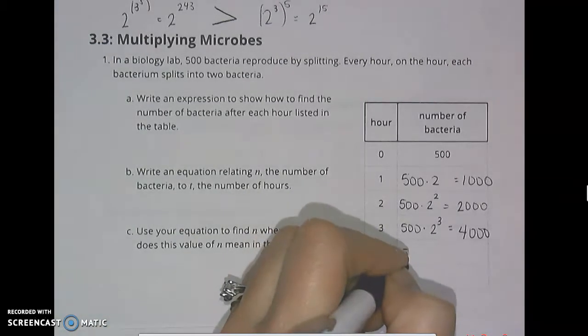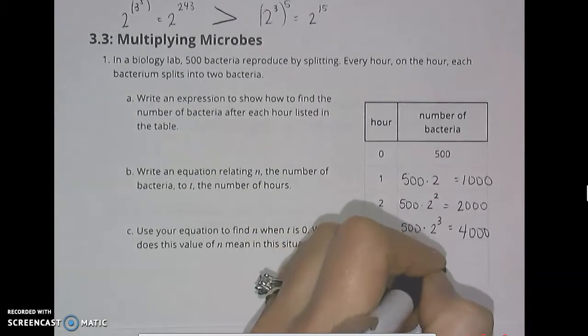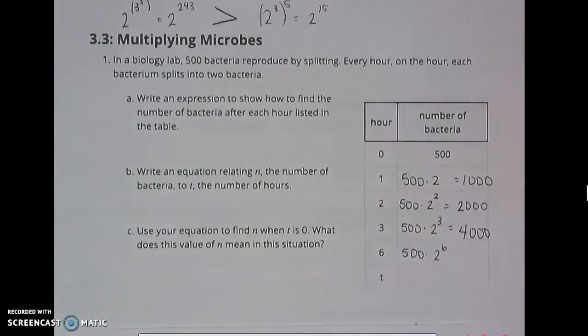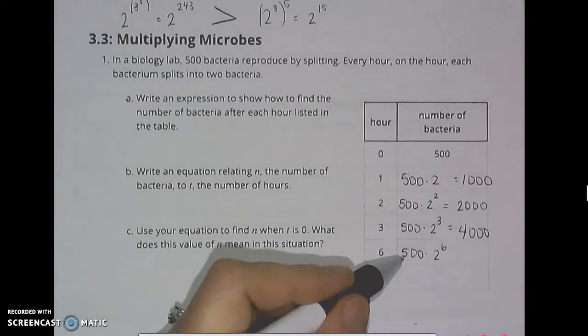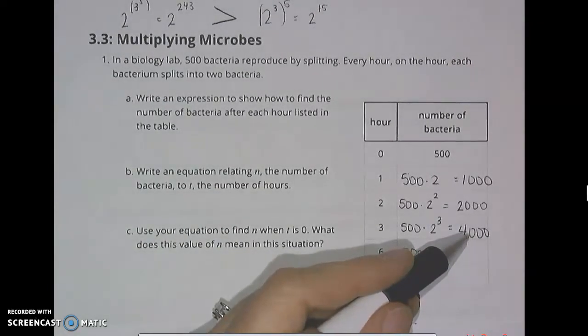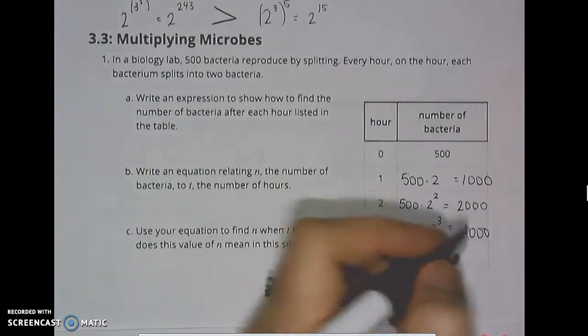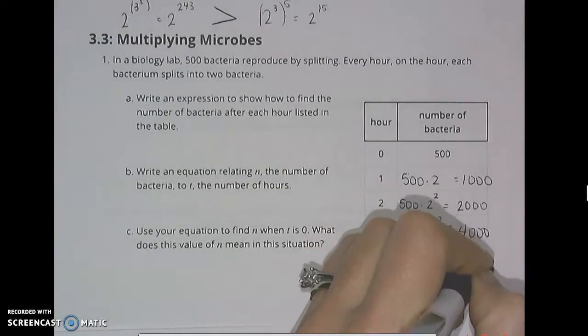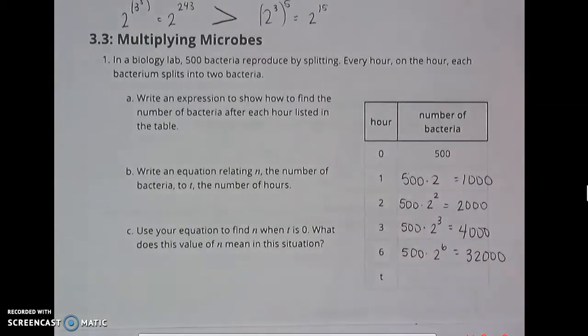After 6 hours, so we are jumping a bit here, we would have 500 times 2 to the 6th. So we could type this in, or we could keep going from this and just go 3 additional hours. But after 6 hours, we would have 32,000 bacteria.